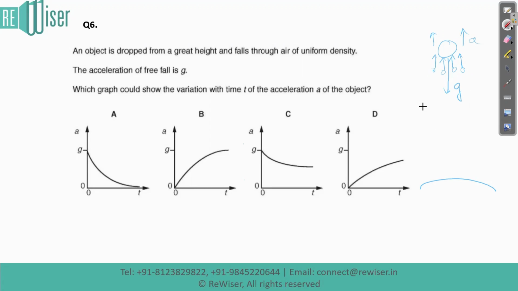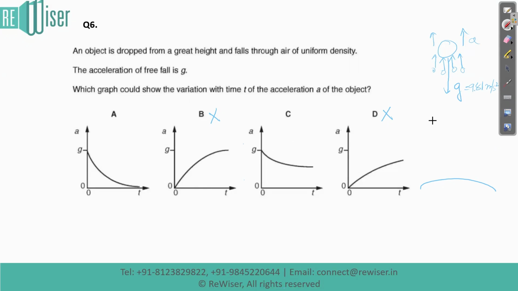g will decrease. g is 9.81 meters per second squared, and from this value it will keep on decreasing after some point. So the net acceleration is decreasing, which means these two options are totally incorrect. Now we have two options, A and C, where the acceleration is decreasing. Since it is falling from great height, after some point it will be close to zero.